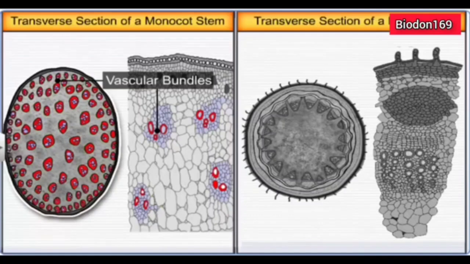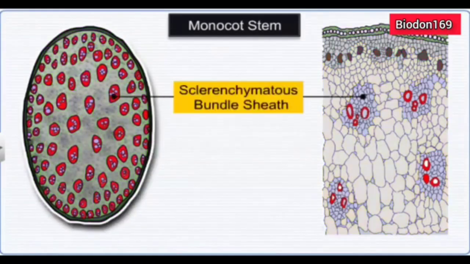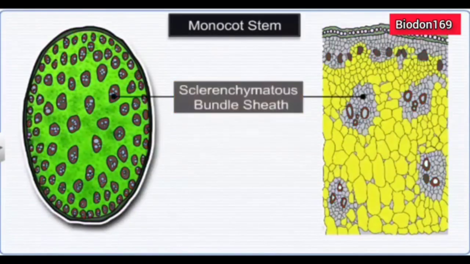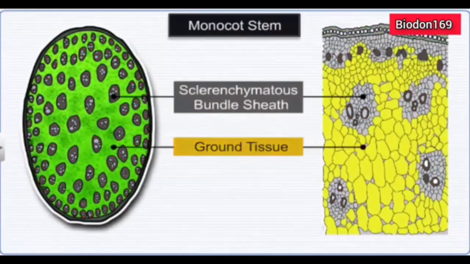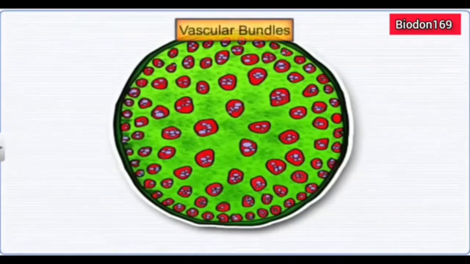On the other hand, in a dicot stem, the vascular bundles are arranged in a ring as conjoint and open. In a monocot stem, each vascular bundle is surrounded by a sclerenchymatous bundle sheath and a parenchymatous ground tissue. Moreover, the vascular bundles on the periphery are smaller compared to the vascular bundles in the center.